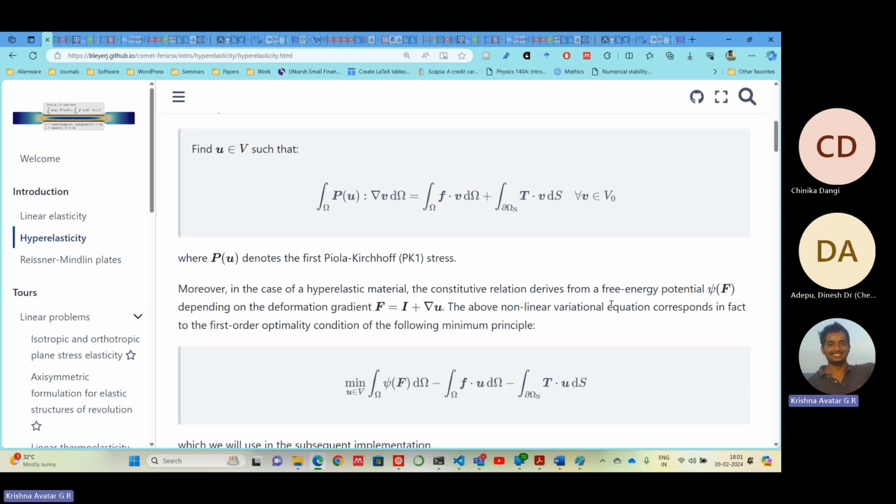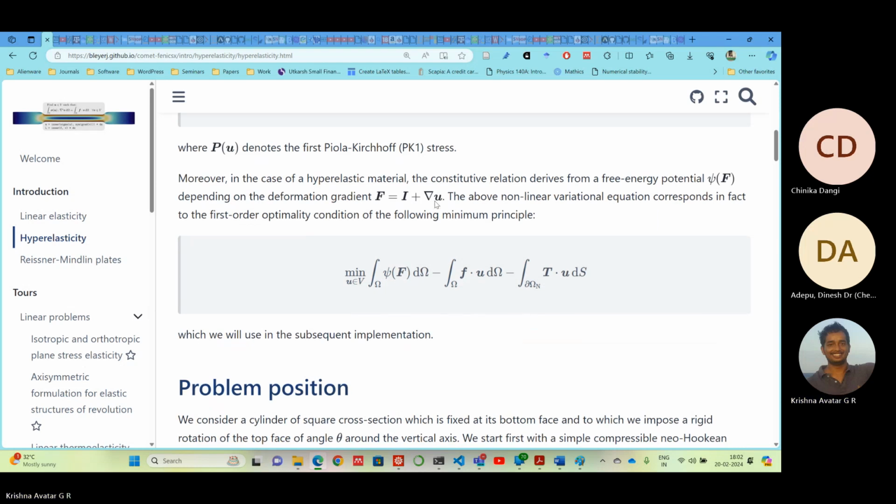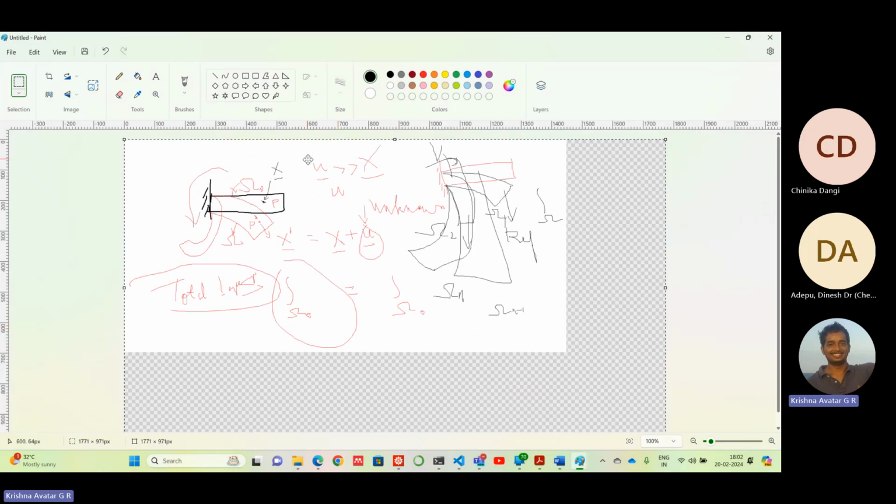Okay. So once we have this, in the case of a hyperelastic material, the constitutive relation derives from an energy function which is psi of F. Psi is the free energy potential, and it will depend on the deformation gradient. F is equal to I plus grad of U. And U here is what I was defining, known as the displacement function. U gives us how much a material point has displaced from its original configuration. That is why it's known as the displacement function.